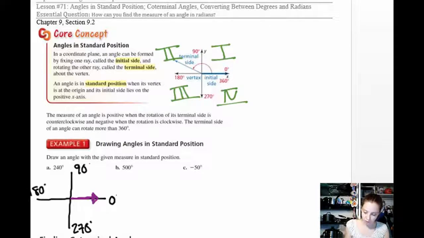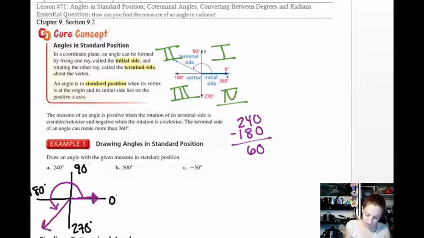And I know it's going to end up in quadrant 3 because it's more than 180. Let me see how much more than 180 it is. I'm going to do 240 minus 180, and I will get 60. So it is going to be in the third quadrant, roughly there. That is 240 degrees. And I know that this piece is 60 degrees below 180.